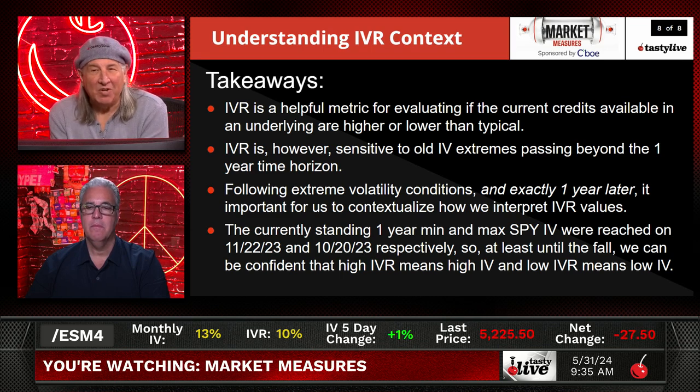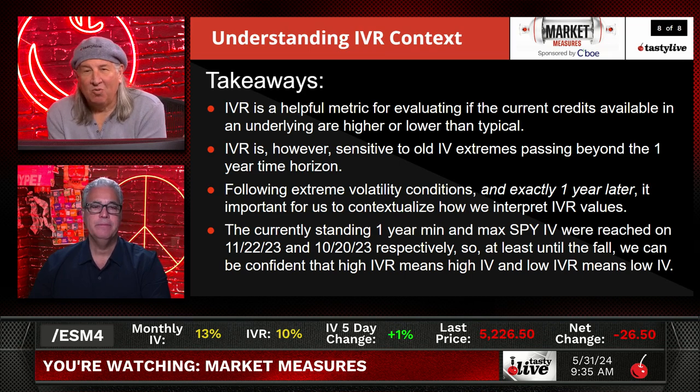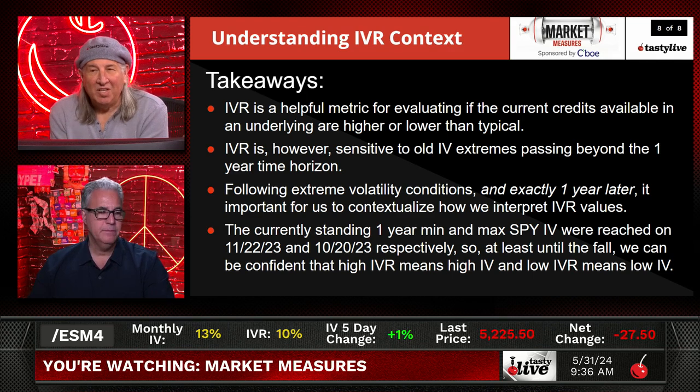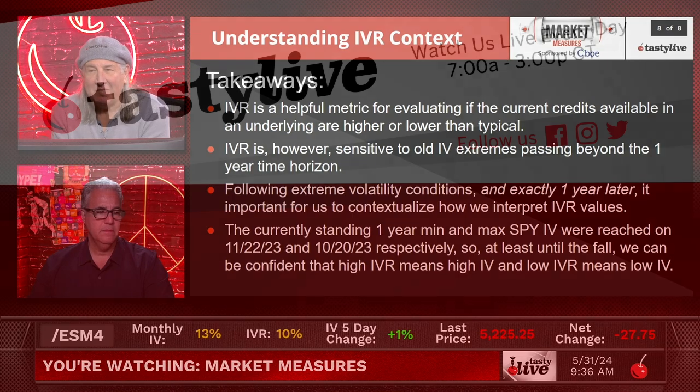Following extreme volatility conditions and exactly 1 year later, it's important for us to contextualize how we interpret implied volatility rank values. The current standing, 1 year minimum and max for SPY IV were reached on 11/22/23 and 10/20/23, respectively. So at least until fall, you can be confident that high IVR means high implied volatility and low IVR means low implied volatility.